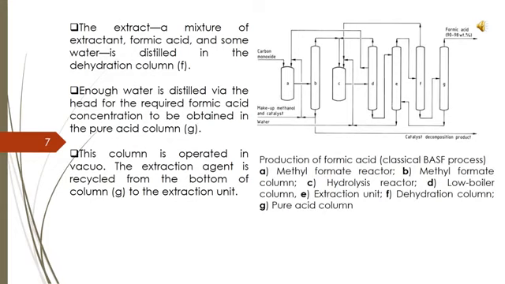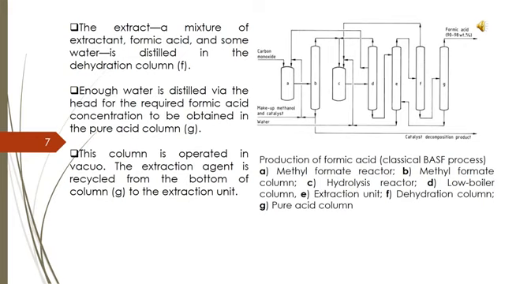So the acid, which is to be concentrated, goes into the column where the concentration of the formic acid is to be obtained in the pure column. So enough water is distilled by the head for the required formic acid concentration to be obtained in the pure acid column G.